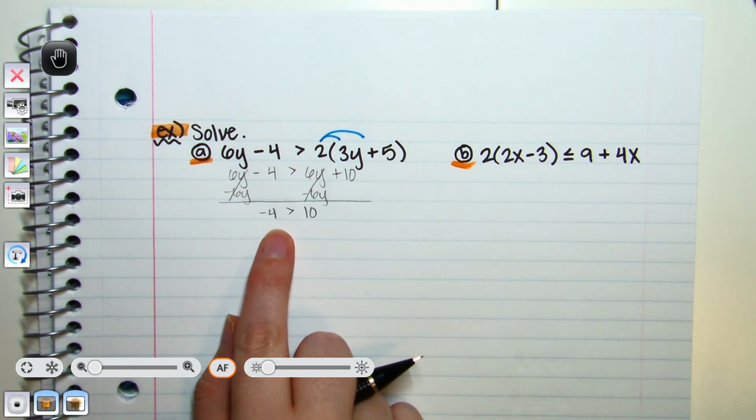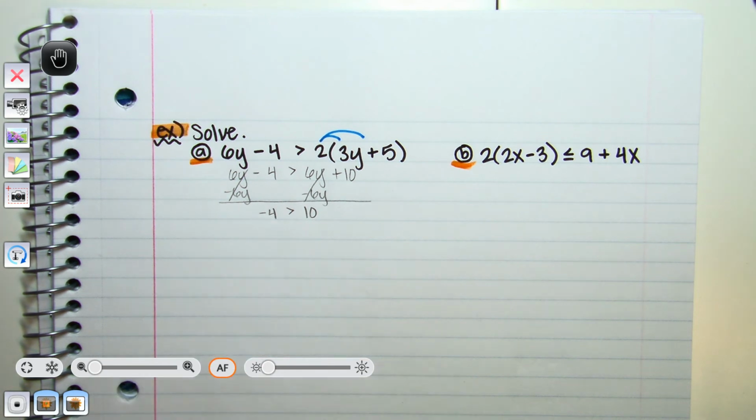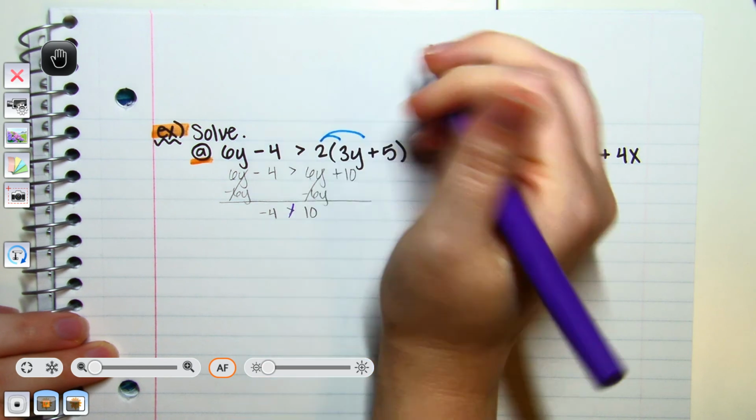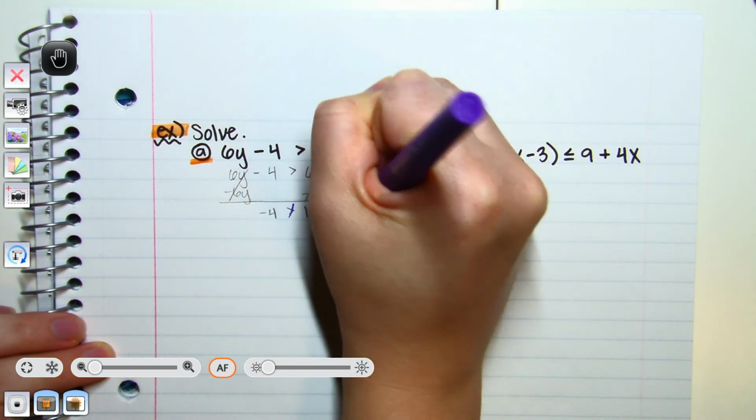-4 is greater than 10. Good. All of you should have answered that this is false. This is a false statement. -4 is not bigger than 10.